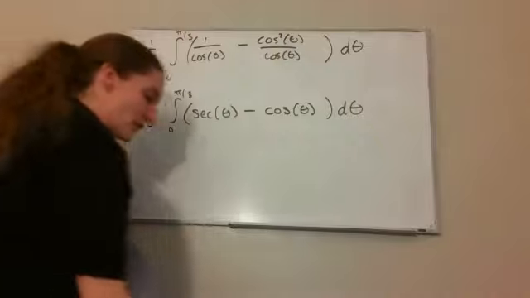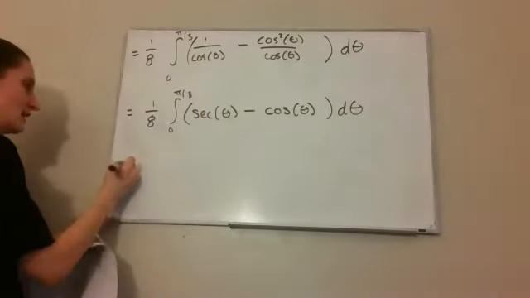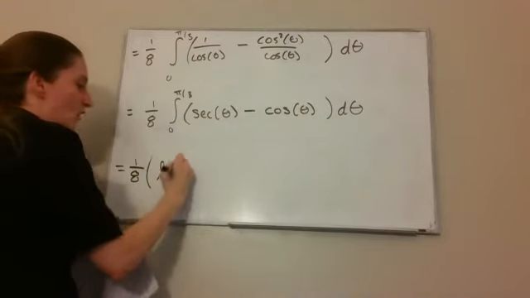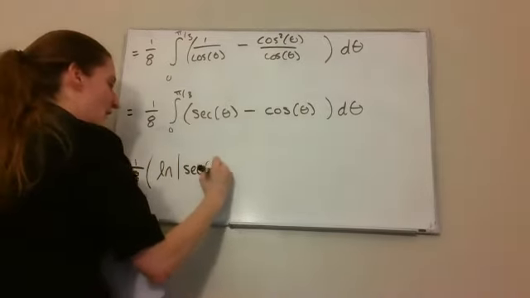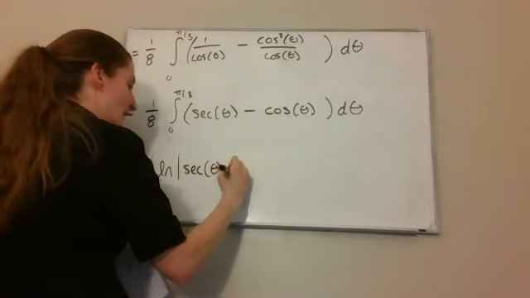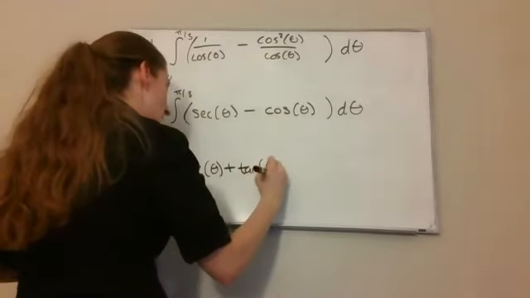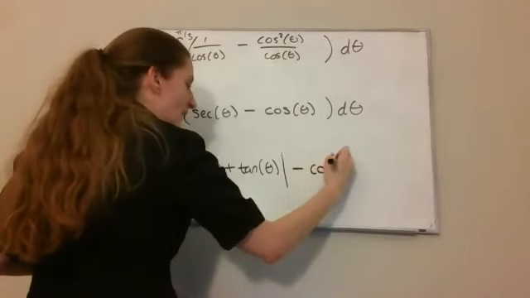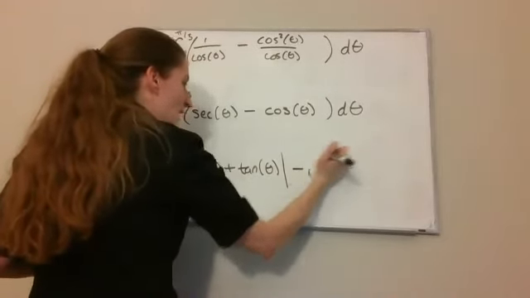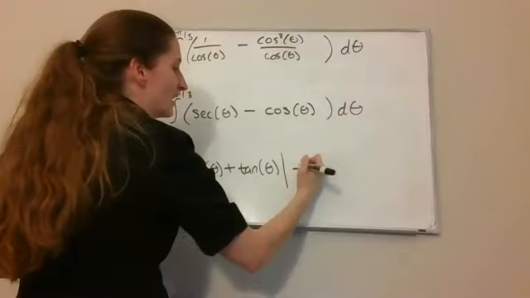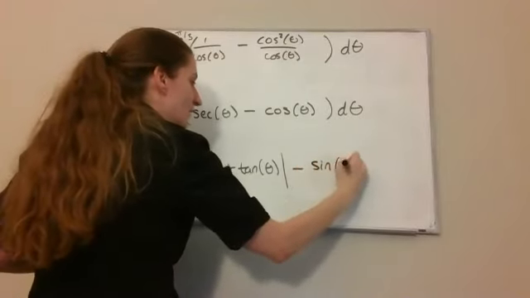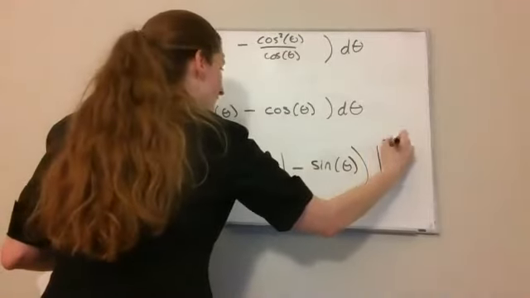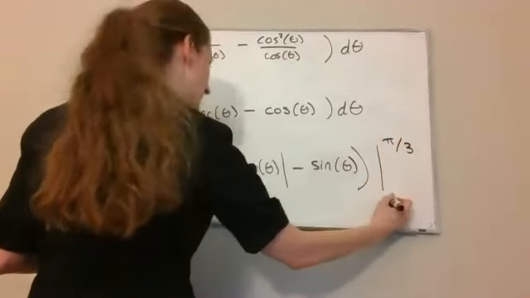If you remember from the last video, we know what the antiderivative of secant is. It is natural log absolute value of secant theta plus tangent theta. And then I have my minus cosine of theta. I have to do the antiderivative of that to get a minus sine of theta. And then we're ready to plug in our bounds.